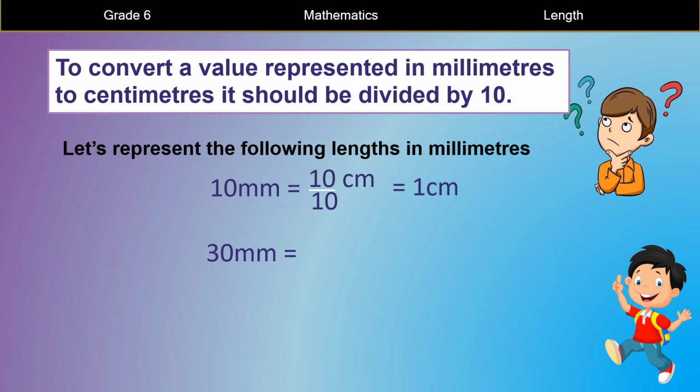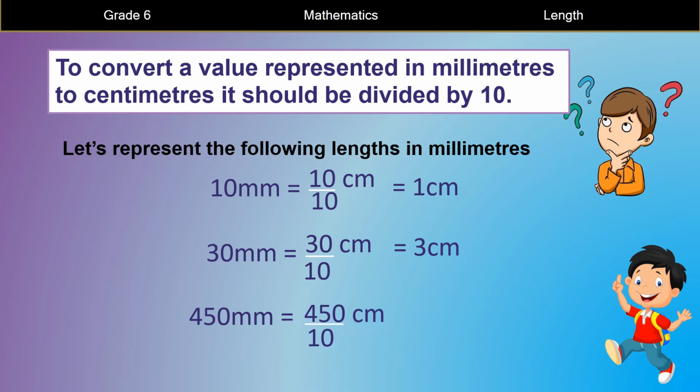Then 30 millimeters. To convert 30 millimeters into centimeters also, we have to divide 30 by 10. Then it is equal to 3 centimeters. 450 millimeters. To convert 450 millimeters into centimeters, we have to divide 450 by 10. It is 45 centimeters.